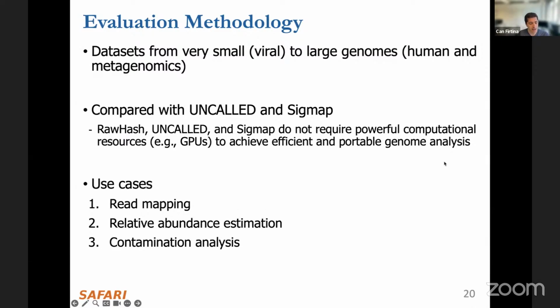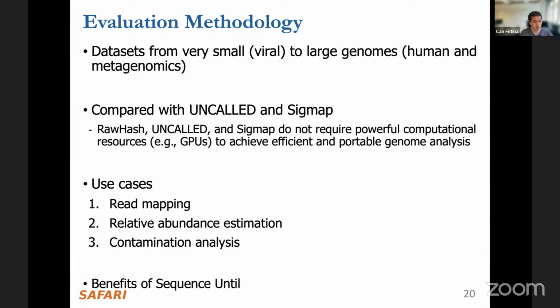So we have 3 use cases in our analysis. First one is read mapping. Second one is relative abundance estimation. Relative abundance estimation mainly tries to identify what is the percentage of a particular species or a particular genome in a given sample. And the third use case is contamination analysis. So the goal here is to identify whether the sample is contaminated by a certain genome.